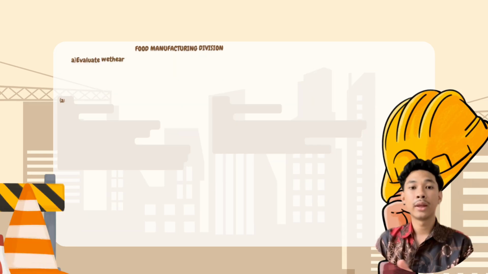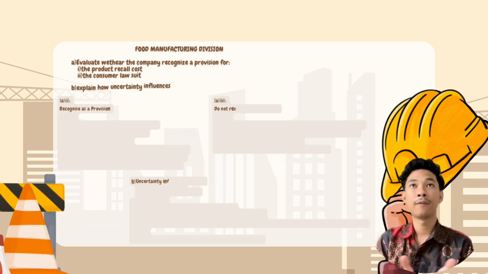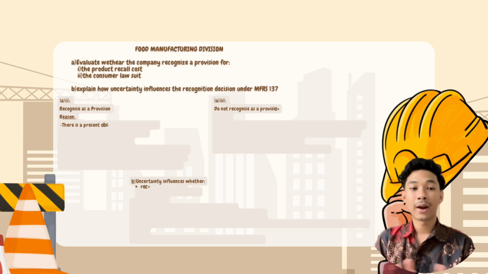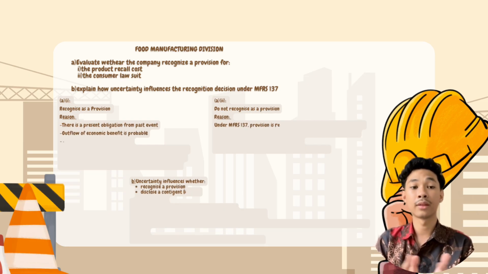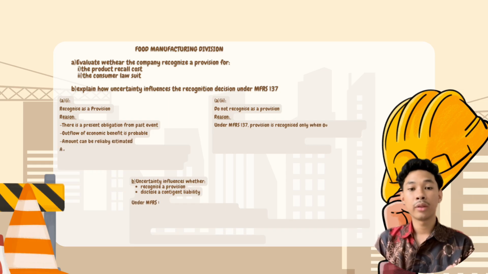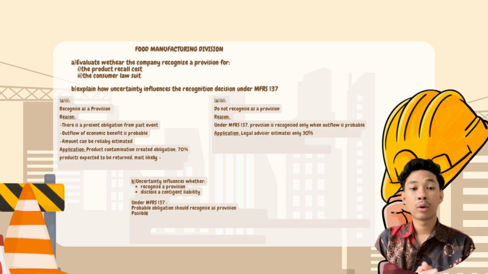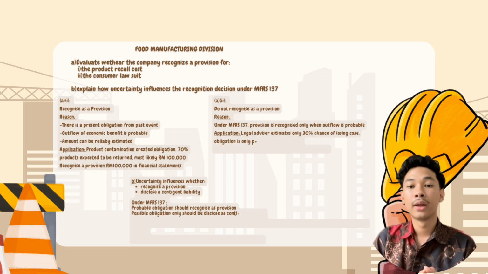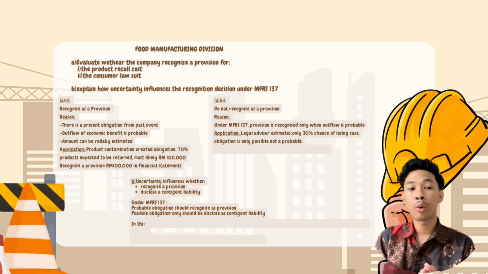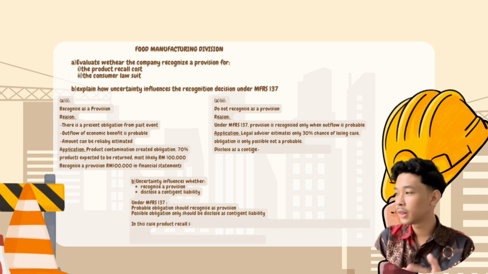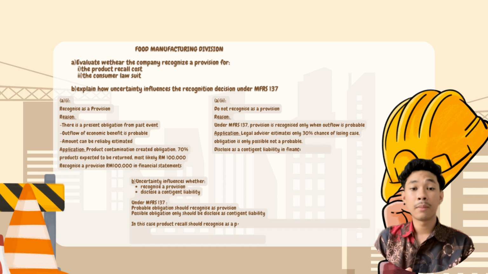The accounting treatment for Fresh Taste Food Manufacturing Berhad according to MFRS 137. So first, for the product recall cost, the company should recognize a provision of 1 million. This is because the contamination has created a present obligation, the return of product is probable at 70%, and the cost can be reliably estimated.